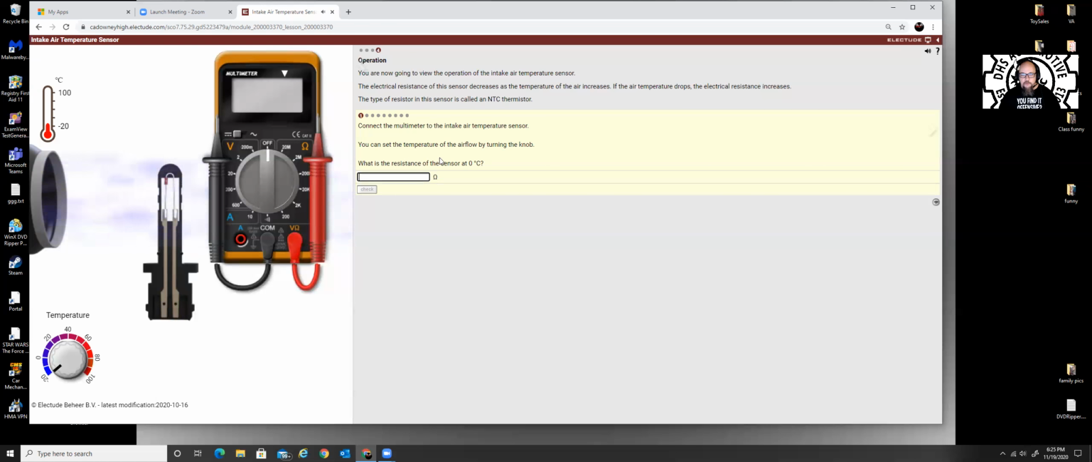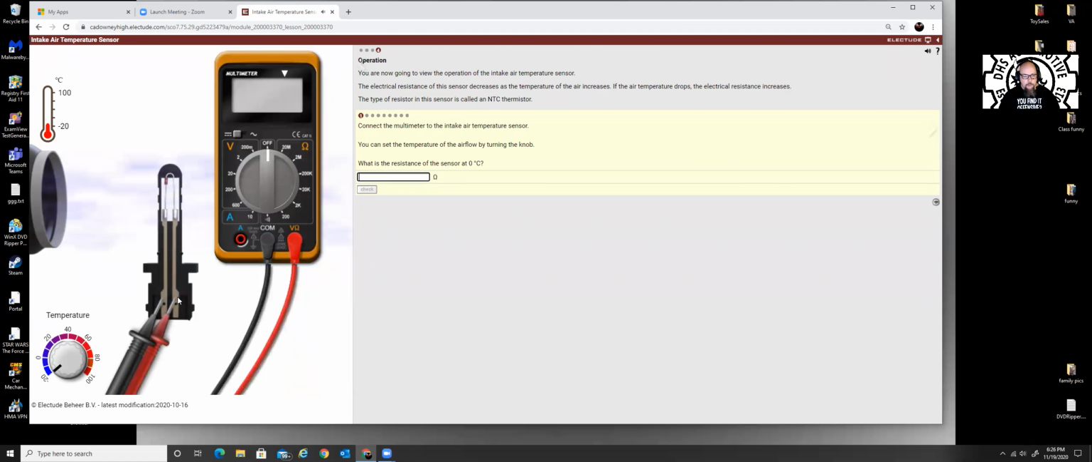So what is the resistance of this sensor at 0 degrees Celsius? First, we have got to set up our meter. So we're going to look at the resistance meter right here. We've got the ohm meter. It's plugged into ohms right here, common right here. So let's go ahead and drag our meter lead right here. Drag this meter lead and put it right there. Go ahead and move our meter.